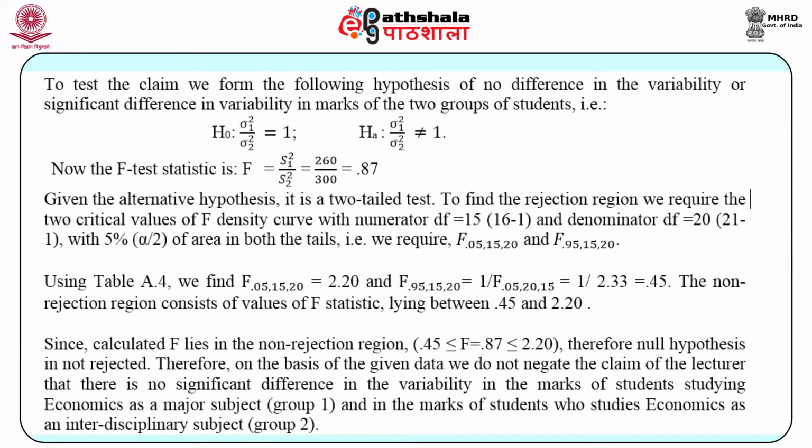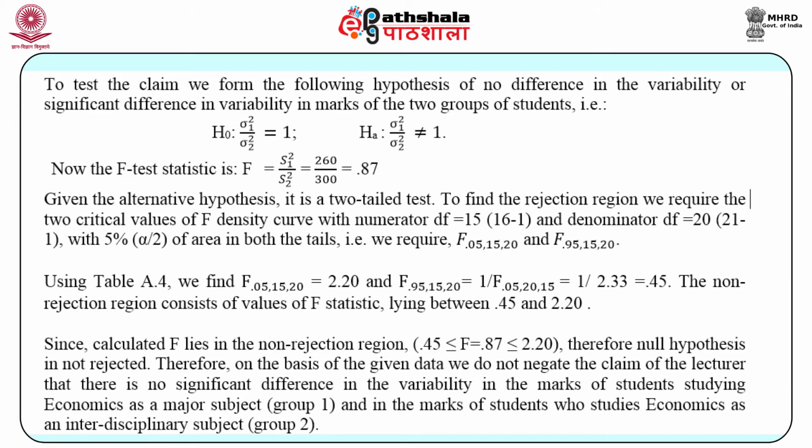To test the claim, we form the following hypothesis of no difference in the variability or significant differences in the variability in the marks of 2 groups of students. That is, we write our null hypothesis H naught as sigma 1 square upon sigma 2 square is equal to 1 against the alternative hypothesis that sigma 1 square upon sigma 2 square is not equal to 1.